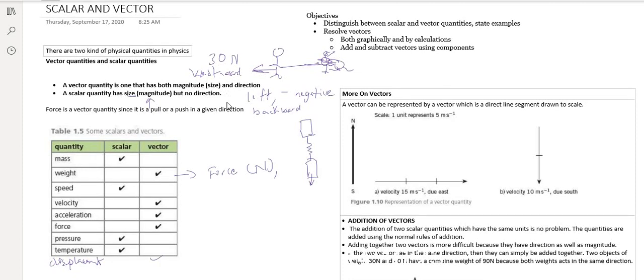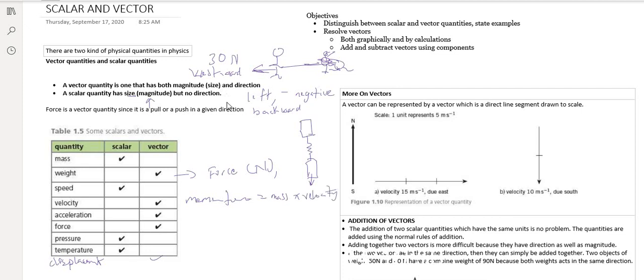Now there are many others, like momentum. Momentum would be one as well. There are many more quantities that can fill in this table. What you just have to understand is that if we look at momentum, momentum is equal to mass times velocity.